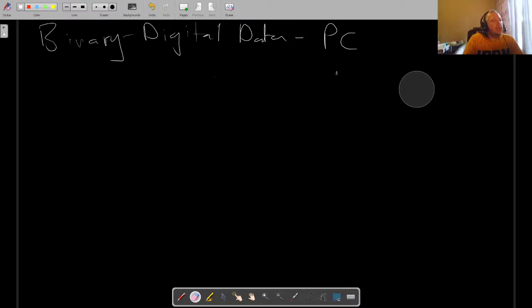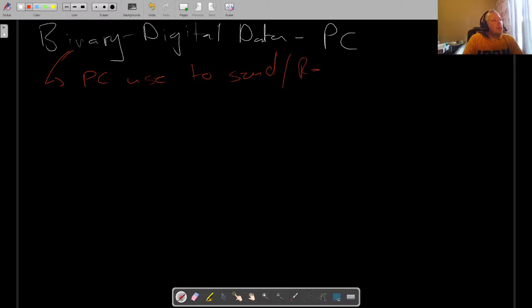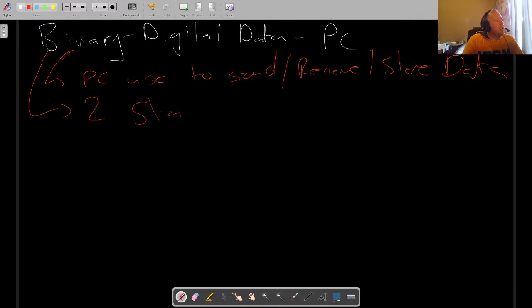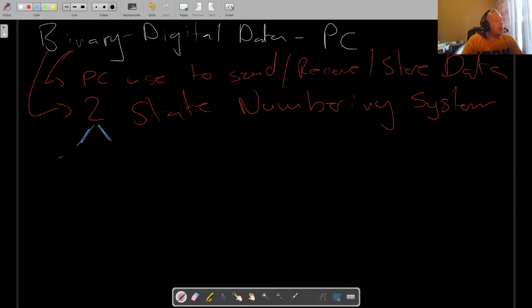Let's concentrate more on binary because that's where we are. So what is binary? Binary is the concept of what PCs use to send, receive, and store data. Okay, it's the way that it does it. Binary is a two-state numbering system. Now, what do I mean by a two-state numbering system? It basically means that there's only two states that data can be in. It can either be on or it can be off.